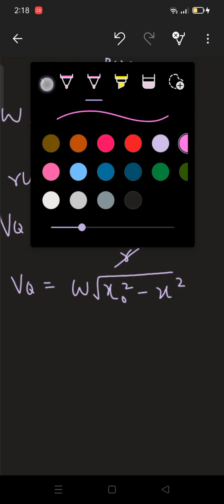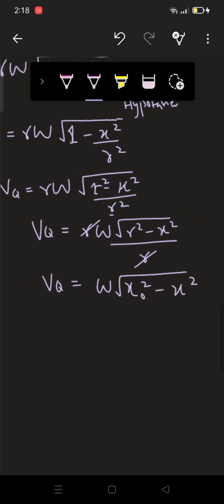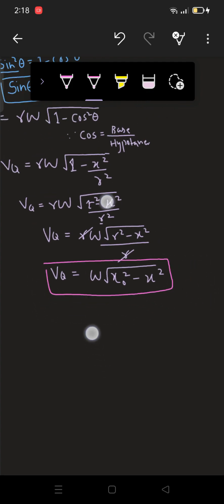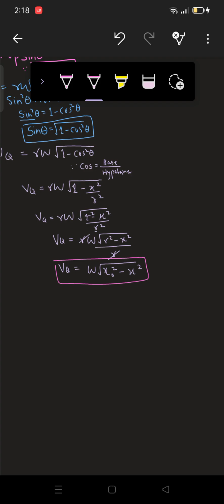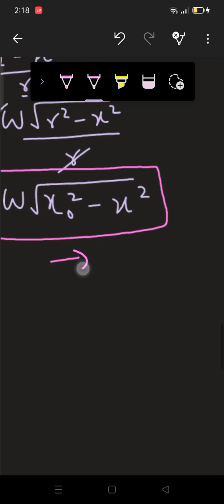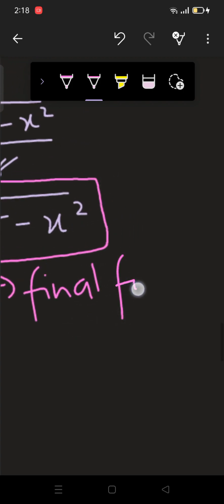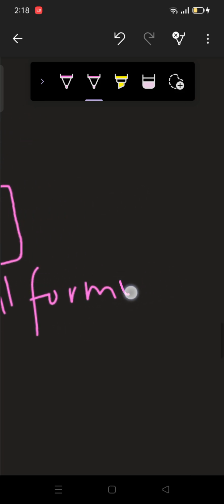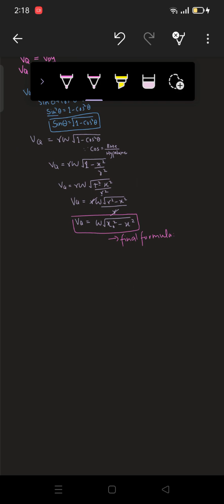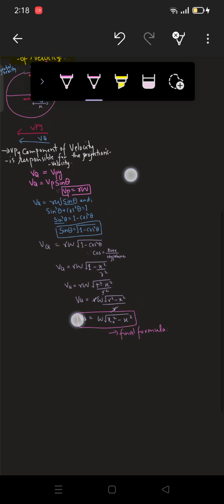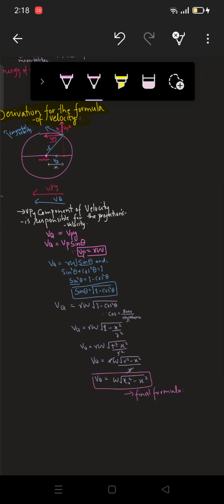This is the final formula for finding the velocity of the shadow of a particle which is moving along the uniform circular path, right? So our final formula is omega radical x naught square minus x square. In the next video we are going to see the maximum velocity and the minimum velocity.